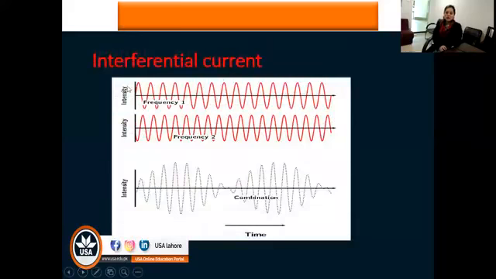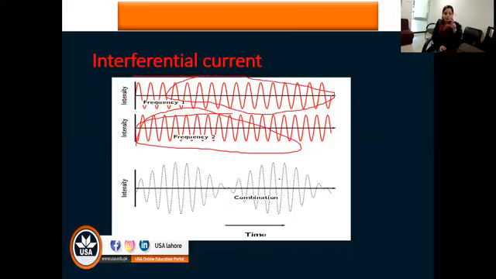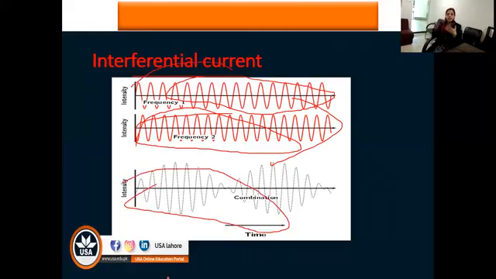So here in this picture you can see this one is one medium frequency current. This one is the other medium frequency current. In the patient, we apply these two medium frequency currents via the electrodes, and they ultimately interfere with each other and give us this one effect, that is your interferential current. And this effect is actually like the low frequency current.